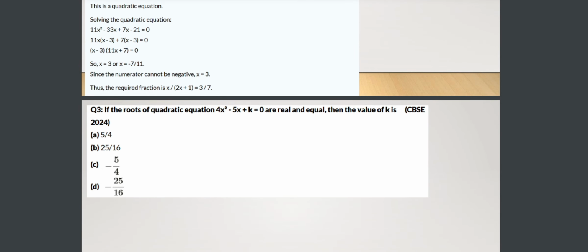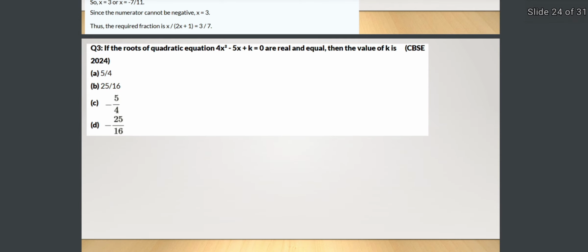Move to question number 3. If the roots of the quadratic equation are real and equal. I have already explained this question in 2025 PYQs. That is, D equals to under root b square minus 4ac. Here b equals to minus 5, a equals to 4, c equals to 1. So put these values in this formula, you'll get k equals to, I will not tell you, write your answer in the comment box.